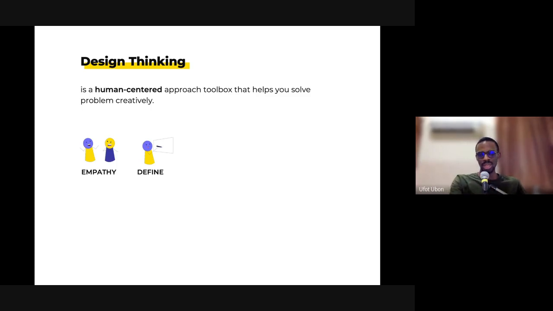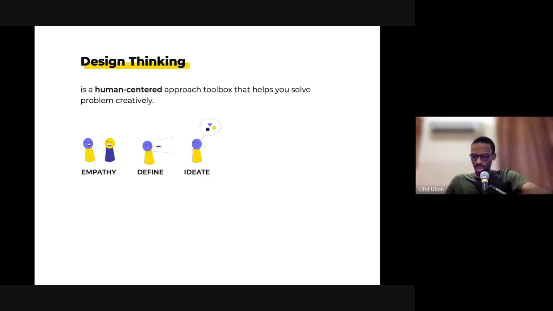Are we going to say their empathy stage, the design thinking that went into producing that product, was not successful? Well, we can't really say that, but it's looking like it. So defining the problem is the second stage of design thinking. The third stage of design thinking is ideating.